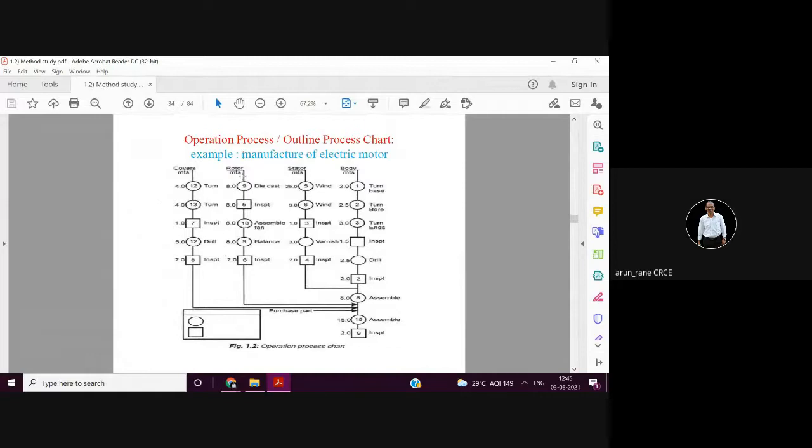If you remember, we also took one example of the electric motor. Looking at this, you will come to know what are the different components of the electric motor. Of course, for the major components, we are not considering the studs, nuts or bolts.